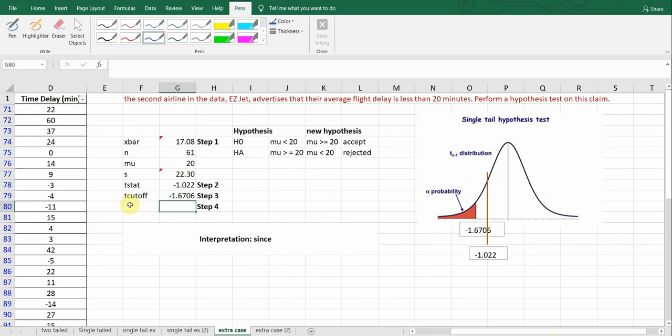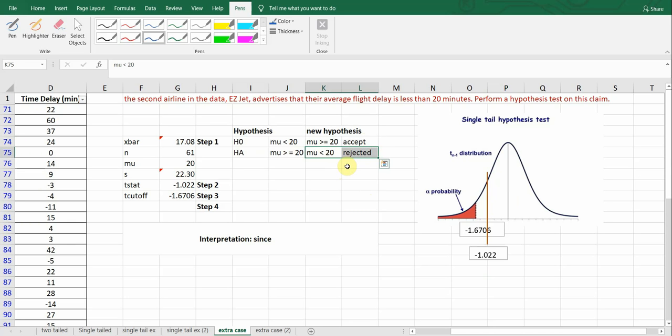Now we have to see where our t-stat value falls. Our t-stat value is basically this orange line, which is minus 1.022. So this orange line is falling in the white region, which is the acceptance region. That is the region which is towards the right of minus 1.6706. Since this t-stat minus 1.022 falls in the white or the acceptance region, we will accept our null hypothesis. So we are accepting this particular hypothesis and rejecting this alternate hypothesis.